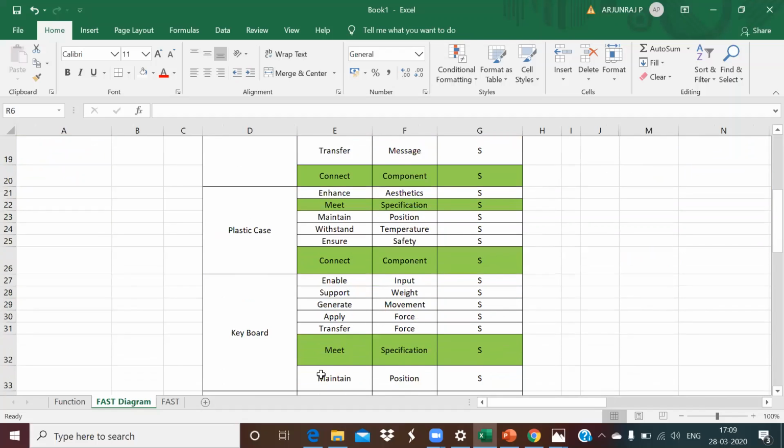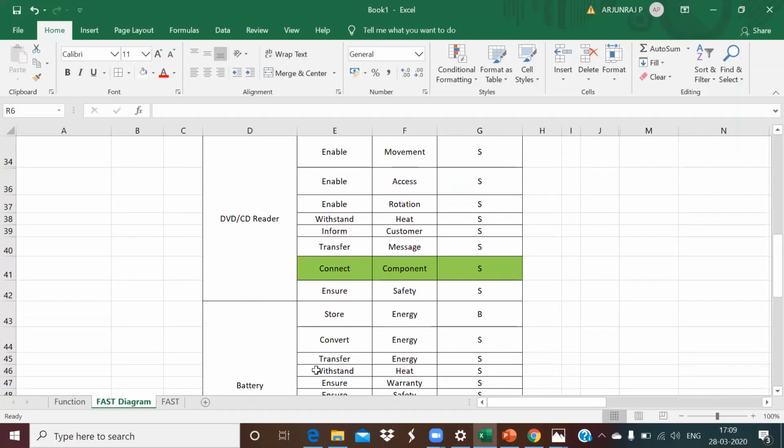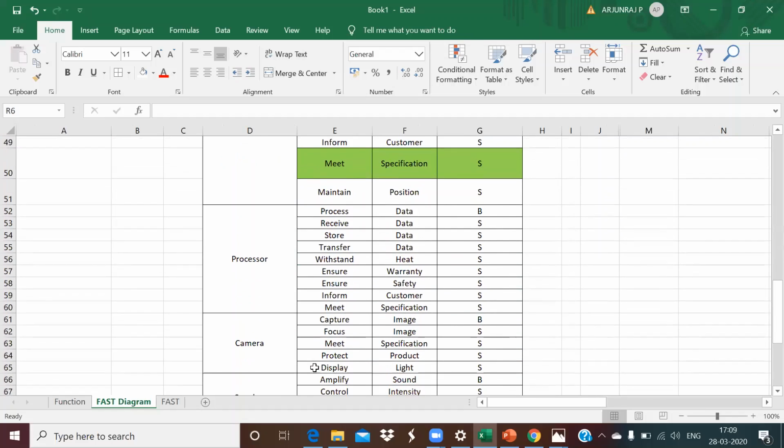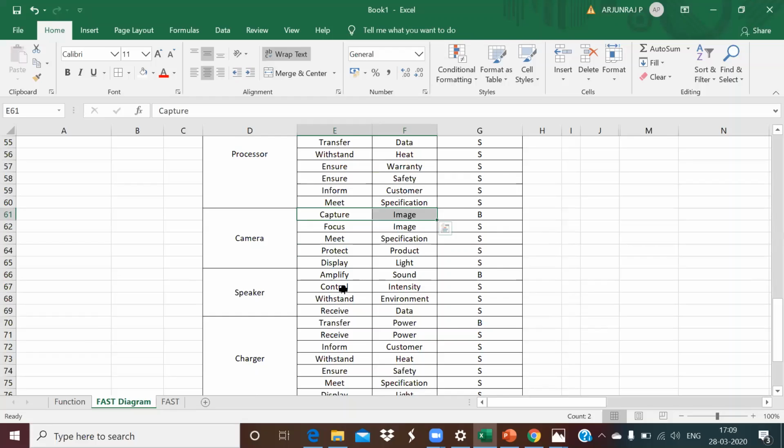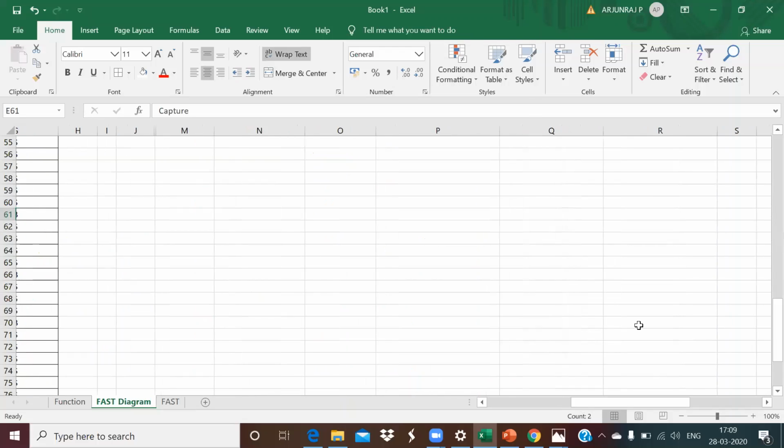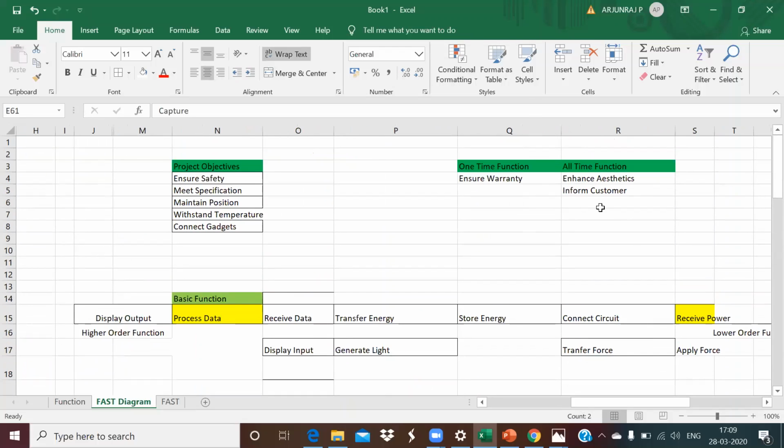Again, you don't need to put all the functions whatever you have written here. Instead, you can put only the basic function. The company is going to capture image, for which the company is going to allocate resource. So capture image should be the all-time function, and also amplify sound should be the all-time function. Only these two functions are sufficient rather than putting all the functions, because you're not going to allocate resource for all the functions. So what I can do is put amplify sound.